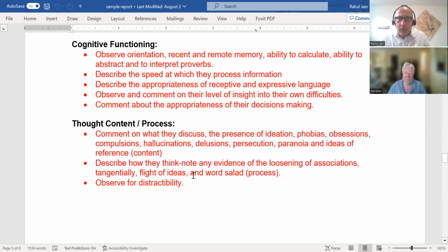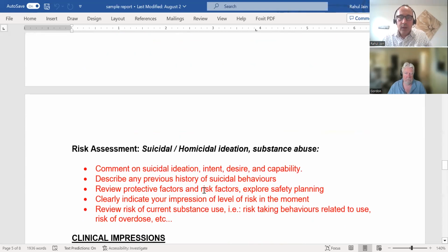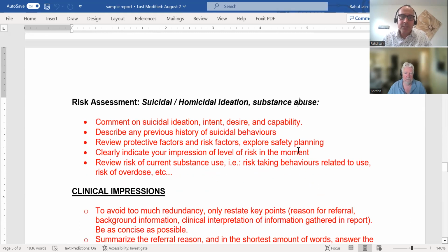Thought content, how was it? Did you notice that there were flight of ideas? They were talking about this thing, then they start talking about that. Risk assessment, suicidal ideation. You could create a separate section for this, and I've just added substance use too. It's an old template of abuse, substance use.